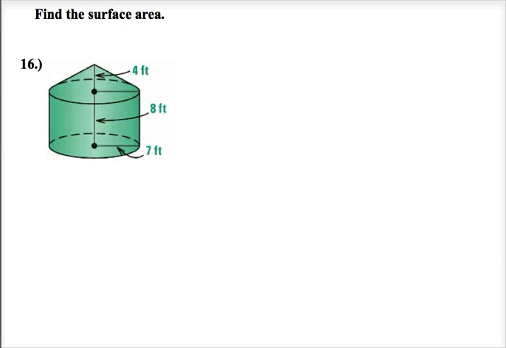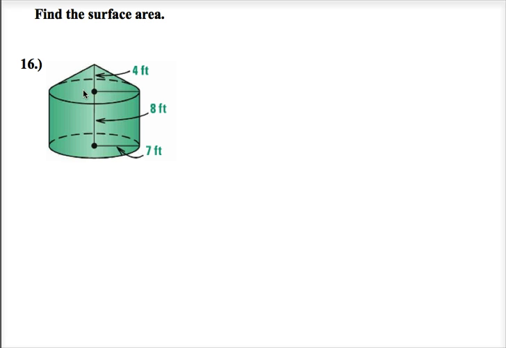Question 16, find the surface area. So we have what's called a composite figure. It's made up of two figures that we can identify. We have a cylinder right here, and then we have a cone on top. So the first thing that I'm going to want to do is write out the formulas for each.